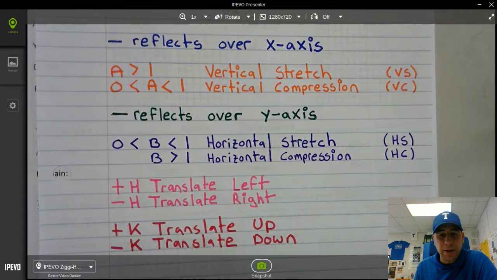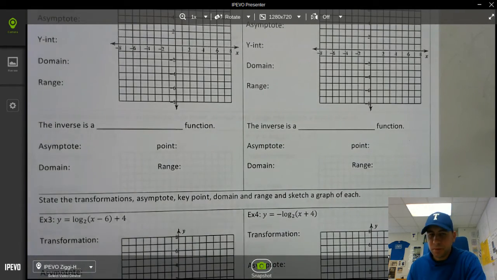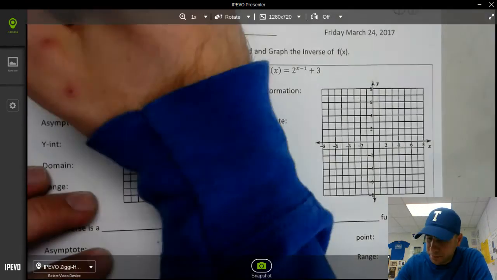When it's plus h, it translates left. When it's minus h, it translates right. When it's plus k, it translates up. And when it's minus k, it translates down. So if you would, pause for a few seconds and update your notes. Now your notes are updated. Let's take a look at our examples. Let's start with example 1.